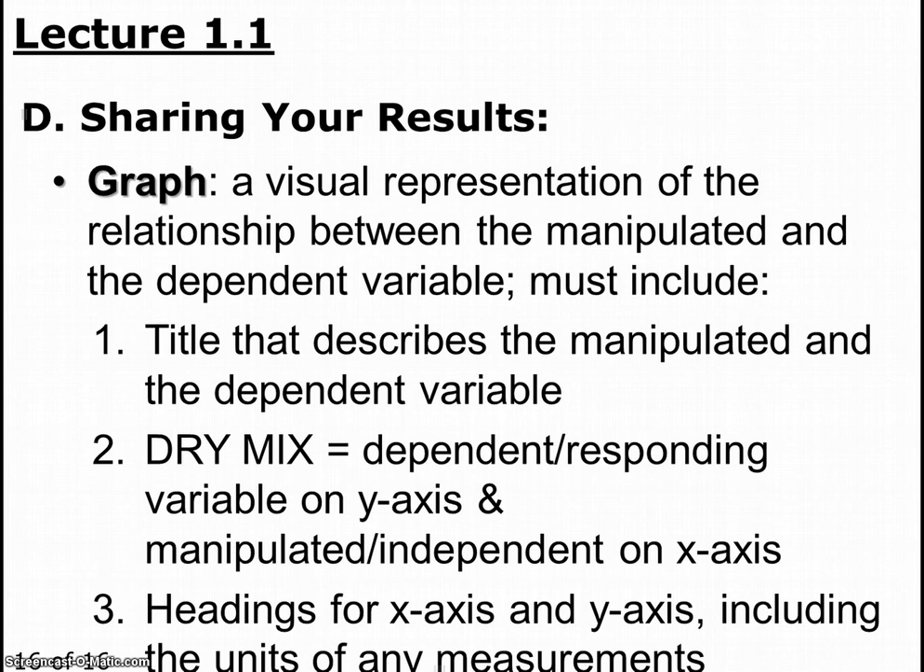And the graph should be in what's called a DRY MIX, or dependent on Y, manipulated variable on X form. So in orienting your graph on the y-axis going up and down, you would want to have the dependent, otherwise known as responding variable. And on the x-axis going horizontally, that's where you would include the manipulated, otherwise known as independent variable. So DRY MIX will help you remember that. Finally, you need to label your axes, and again, the units of any measurements must be included on those axes.